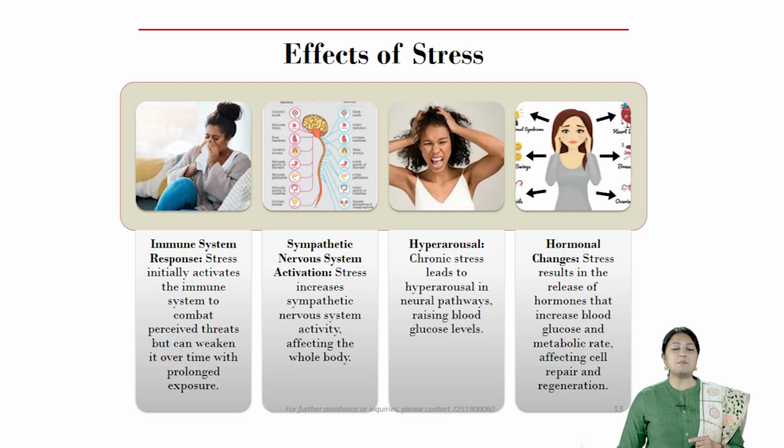Stress increases sympathetic nervous system activity, affecting the whole body. Chronic stress leads to hyperarousal in neural pathways, raising blood glucose levels. And stress results in the release of hormones that increase blood glucose and metabolic rate, affecting cell repair and regeneration.